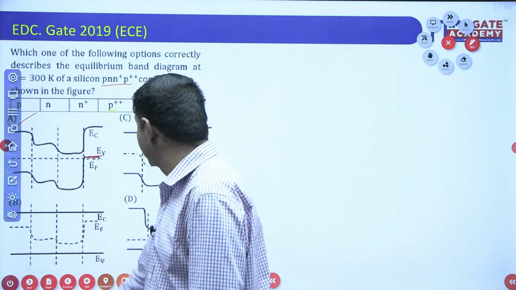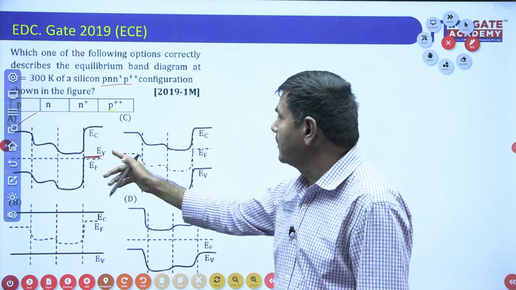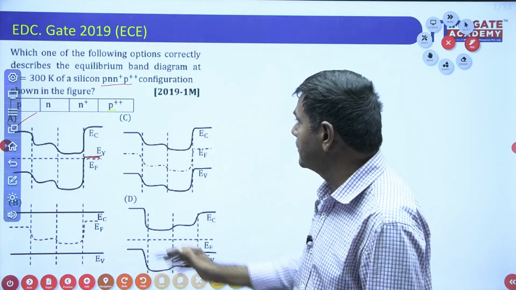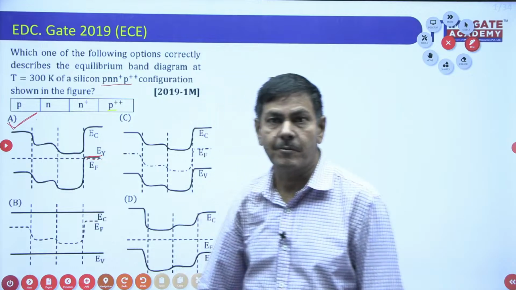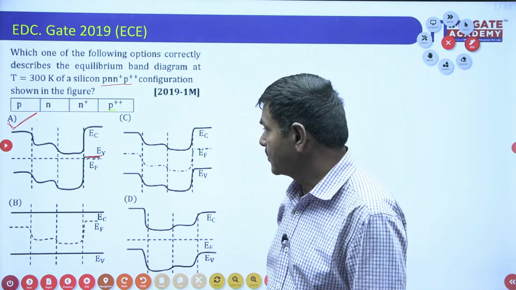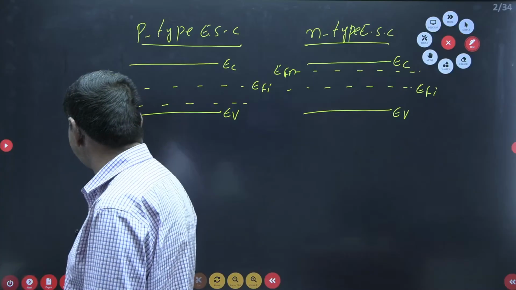Option A is correct. But in the other cases, EV is not above the Fermi level. 100% this option is correct from the given problem. Understand? I hope you followed this question. And I will do the next question now.